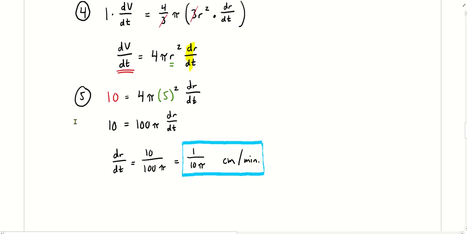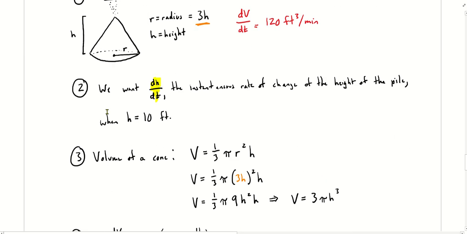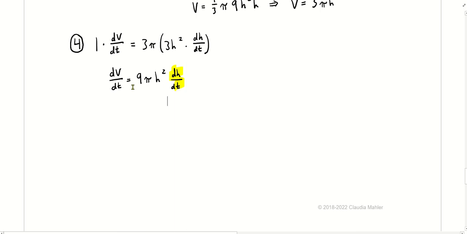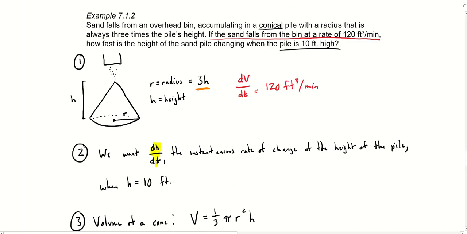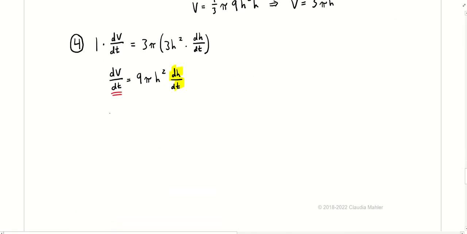So just like we did in the previous example, the first thing I'm going to do here in step 5 is I'm going to see if I can get rid of all those other variables, the dv dt and the h in this case. So dv dt, what's that? That is our rate of change of volume with respect to time. So that's 120. So I can replace that dv dt with 120. And then I have 9 pi times h squared.